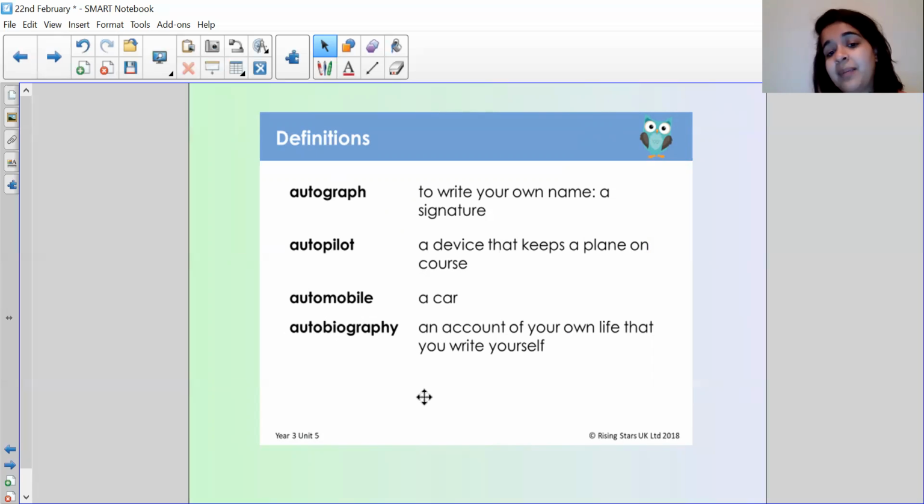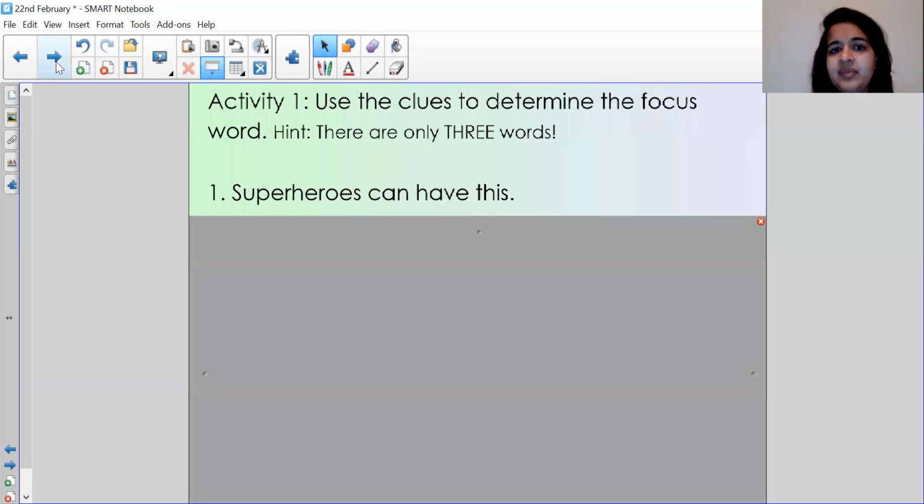But if I were to write about Miss Davis, it would just be a biography because I'm not writing about myself, I'm writing about someone else. Okay? So take your time to go over these words because today's task is quite simple. All you have to do is create a riddle for each of these words. Okay? Not all of them, I've only picked a few for you to do because we're going to do a few riddles ourselves. Okay? So our first activity we're going to do together.